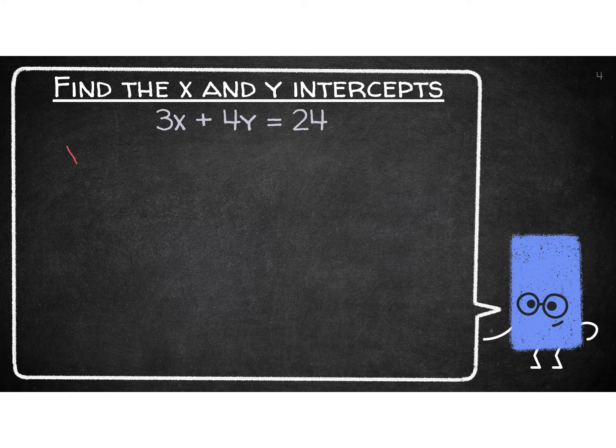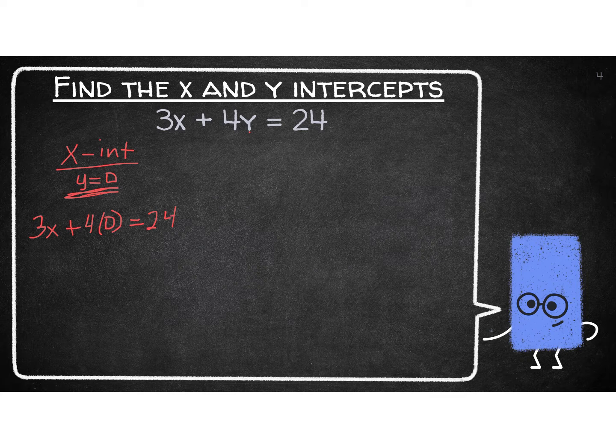This first example here, we're going to find the x and y intercepts. So first thing we want to do is find the x-intercept. To find the x-intercept, we're going to set y equal to 0. Okay, so if we set y equal to 0, that means we're going to have 3x plus 4 times 0, because we're putting 0 in for the y, right there, equals 24. So once we do that, we're just going to solve for x.